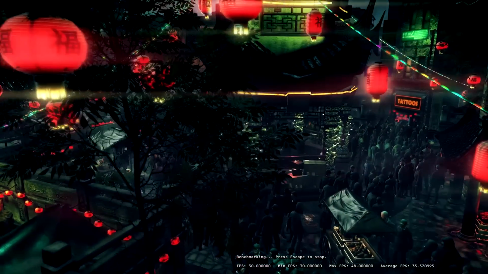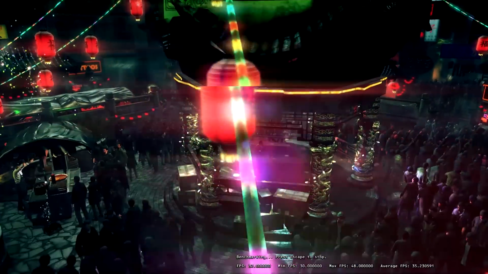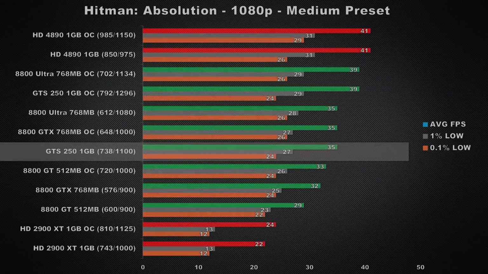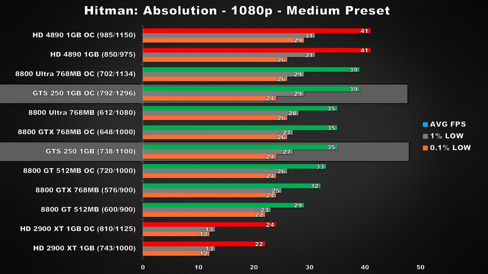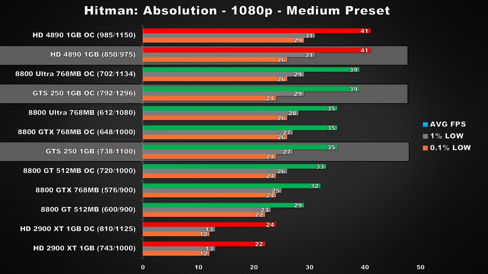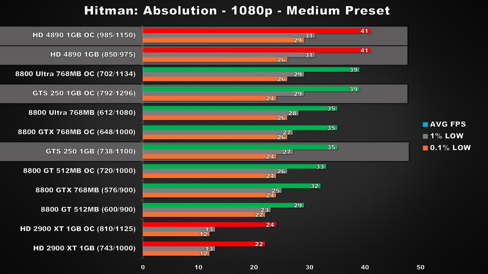And Hitman Absolution is up, and using the medium preset at 1080p, the GTS 250 averaged 35 frames per second, and with an overclock it jumped up 11% to 39. Now the 4890 averaged 41 frames per second, and overclocked it was a whopping nothing faster, as this is one of the games where GPU usage was low and all over the place, so overclocking yielded nothing in the way of performance, but frame times were slightly better. It's not a great showing for the 4890, but the GTS 250 held up pretty well.